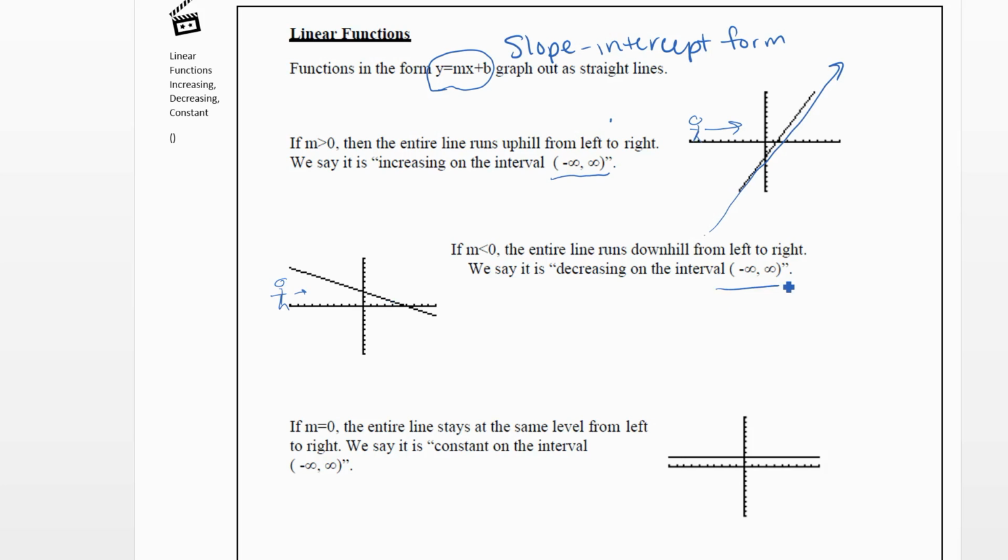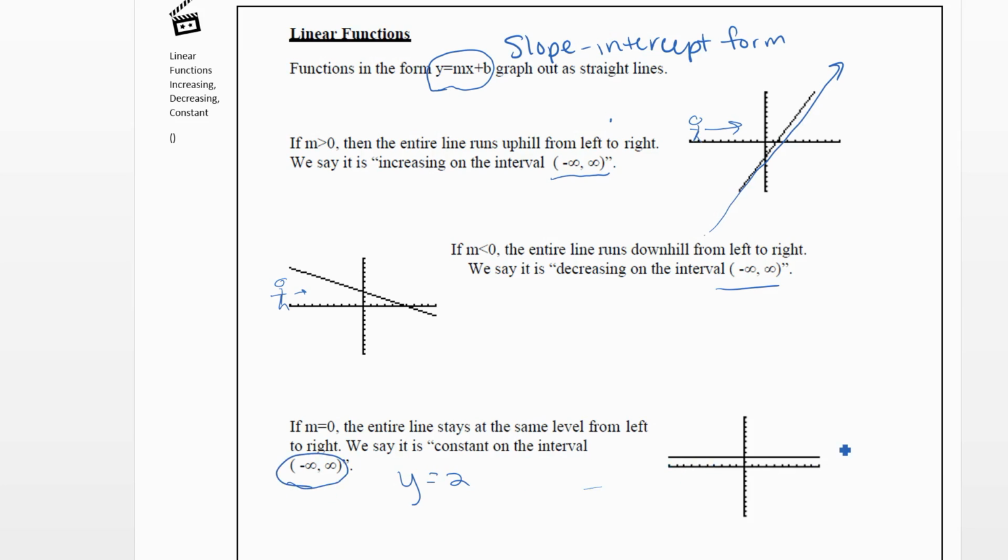Now, when we don't have a slope, it's actually just a constant horizontal line. That would look like something like y equals 2. That's what this graph is here. So when it's a constant, just y equals a number, it's a constant function, and we say it's constant everywhere from negative infinity to infinity.